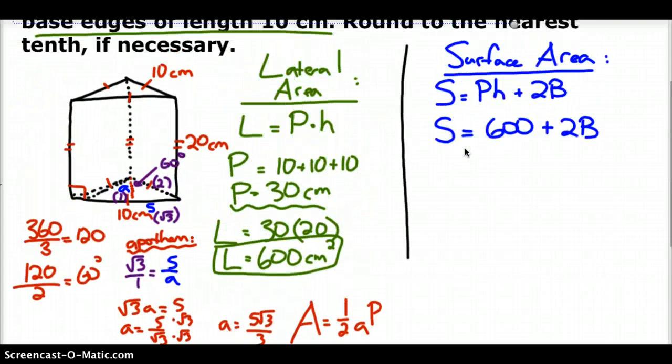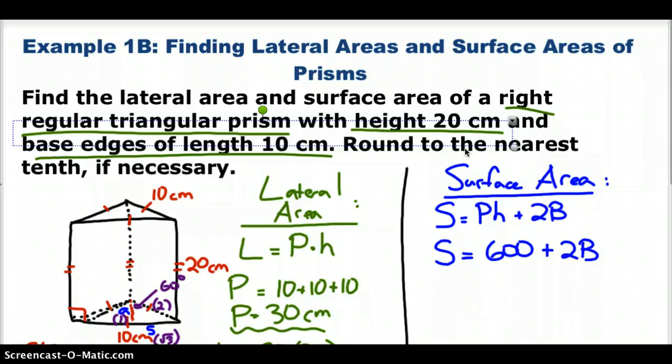Now I have to take that information and go all the way back up here and say that my surface area is going to be equal to 600 plus 2 times 25 times radical 3. Now this is where we can just go straight to our calculators. So our surface area is going to be equal to 600 plus 2 times 25 rad 3 in my calculator, and I get 686.6.